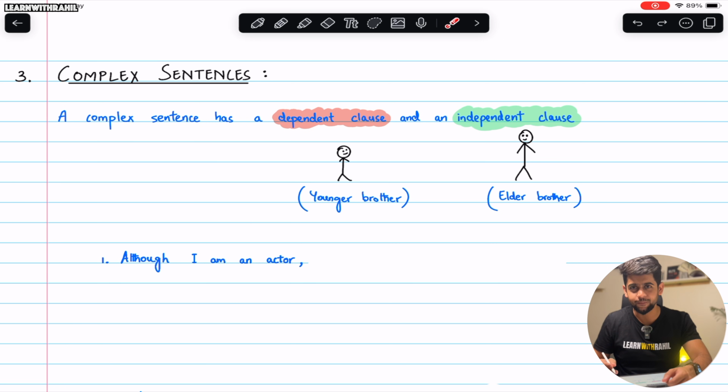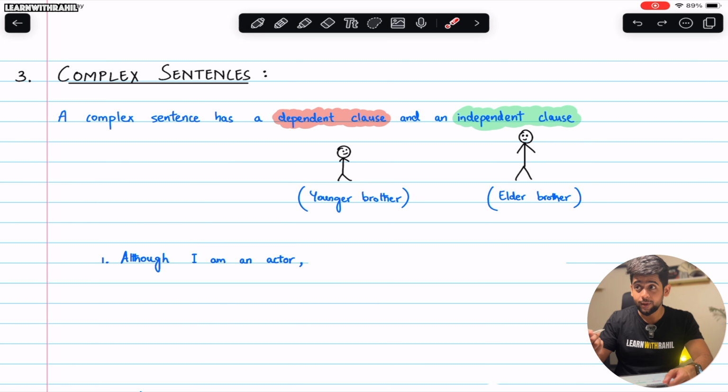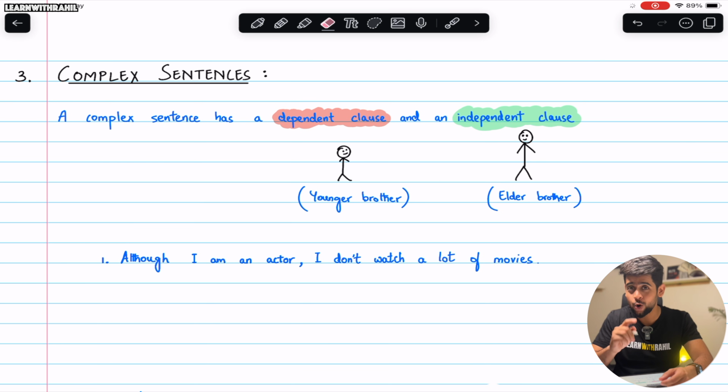Let me give you an example. Now, when you say this sentence to another person, although I'm an actor, he's probably going to wait for you to complete the sentence. He's going to say, okay, so. Now, to complete this sentence, you need an independent clause. Here you go. Although I'm an actor, I don't watch a lot of movies. Now, that's a complete complex sentence.